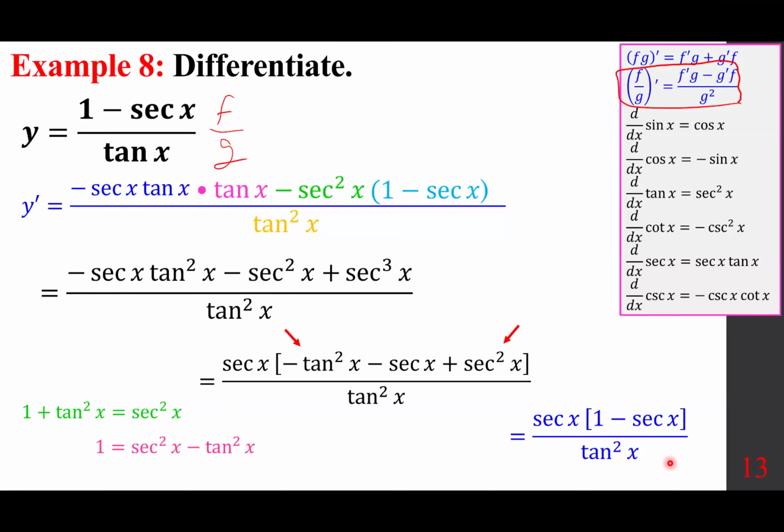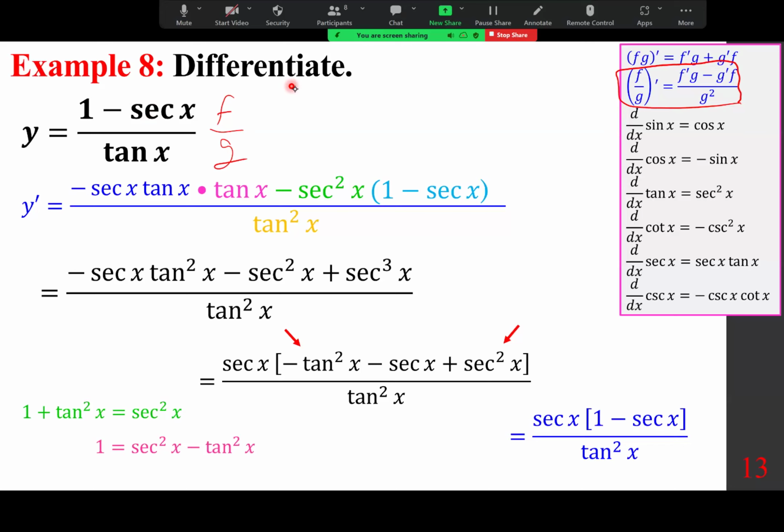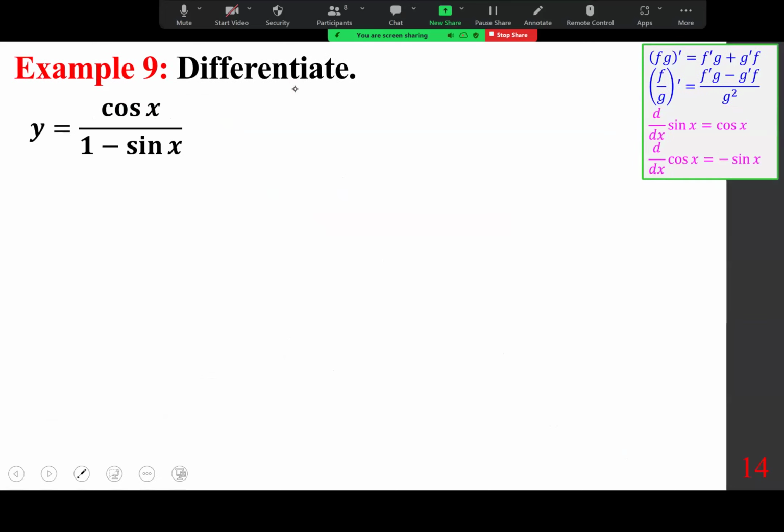Sometimes, especially when we are dealing with trigonometric identities, all of this could be changed to sine and cosine. You don't need to do that here. We want to differentiate cosine x over 1 minus sine x. And again, we are going to rewrite this as f over g in this format, meaning the quotient rule is going to be used.